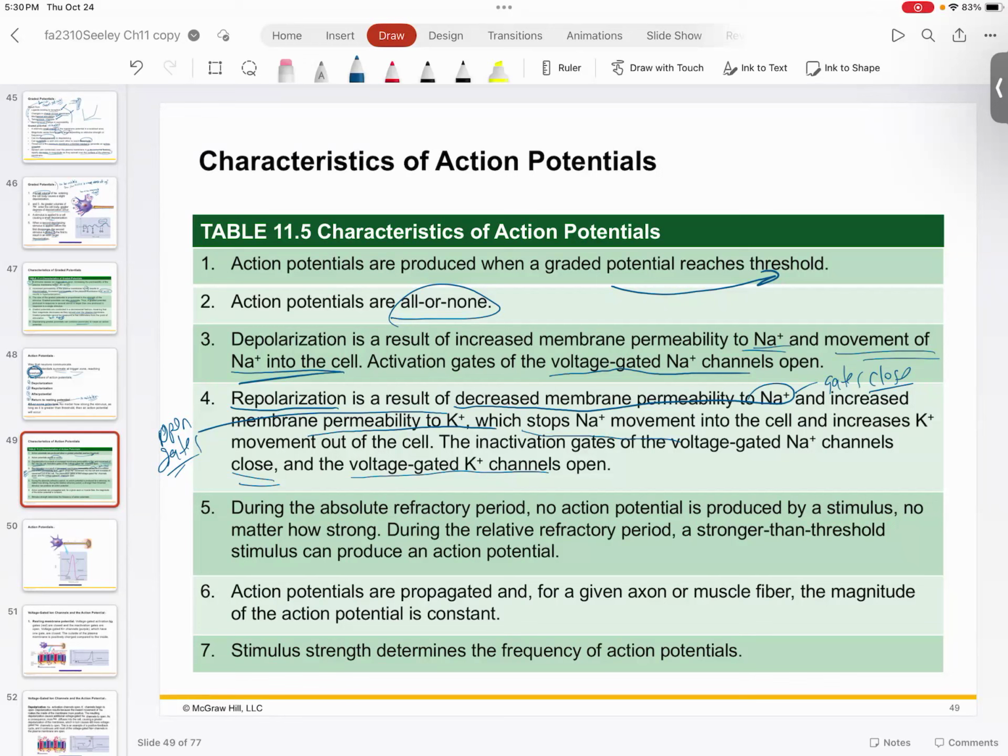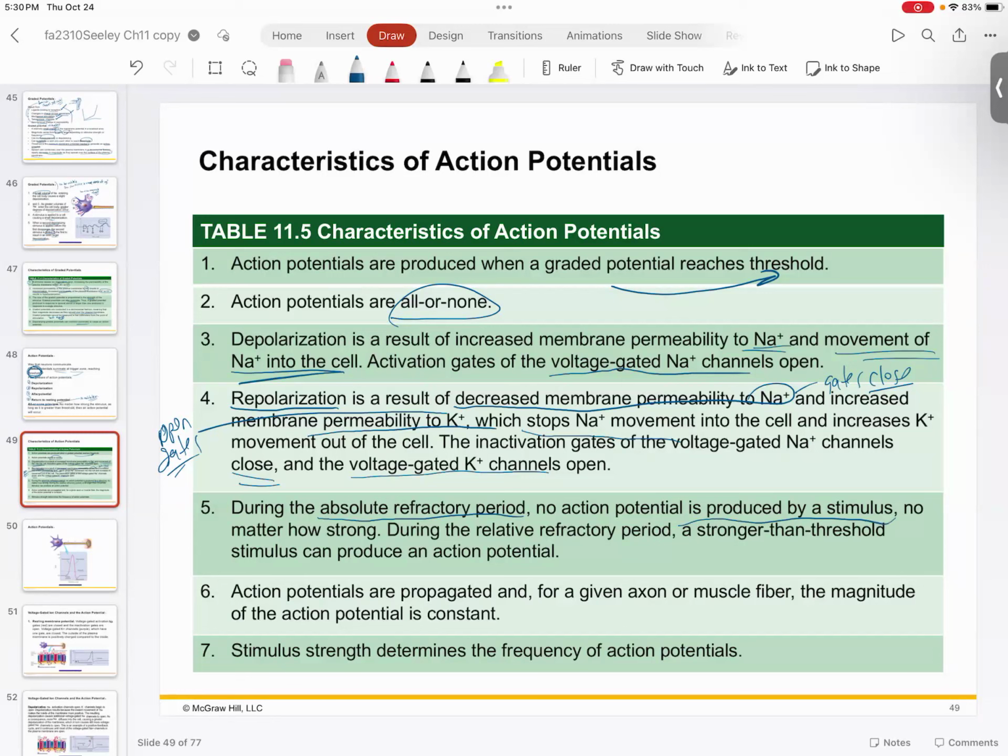Number one is what's called the two different refractory periods. The first one is called the absolute refractory period. At this particular point, it's not sensitive to any stimulus at all. Doesn't matter how strong it is. There's no sensitivity at all to stimulus during the absolute refractory period.